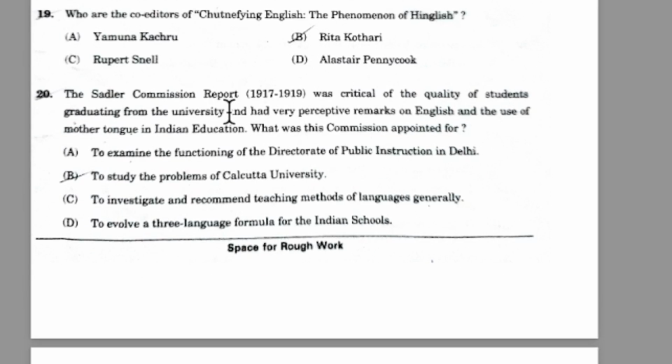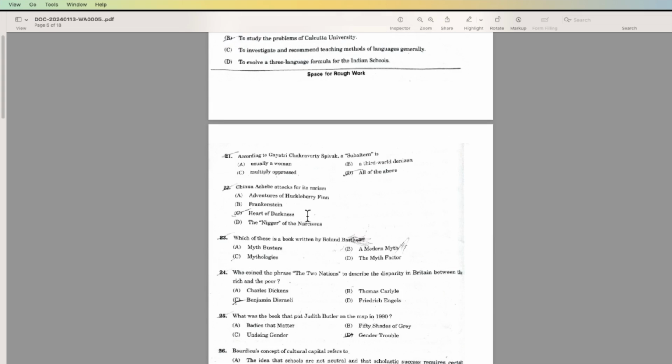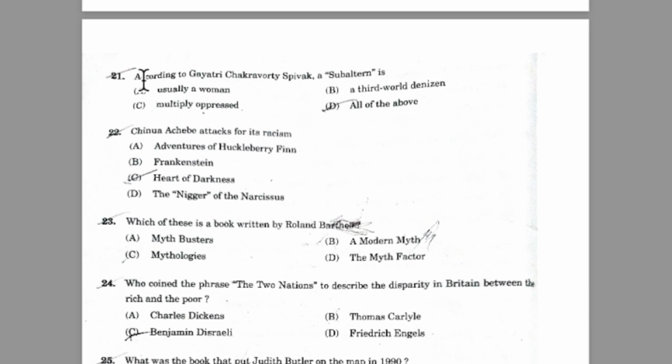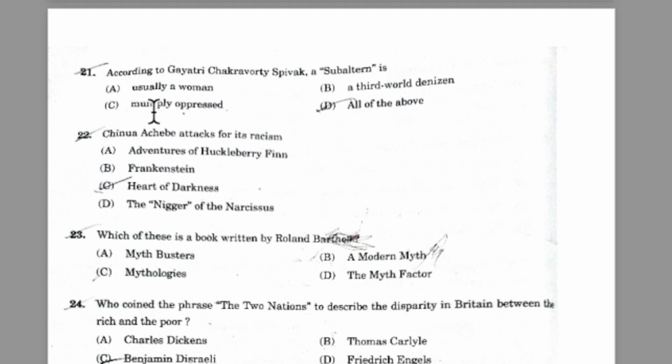All right, so let's come to the next 10 questions, starting with: according to Gayatri Spivak's work, a subaltern is multiply oppressed, usually a woman, a third world denizen. That is right. All of the above is the right answer to this question. So from here we have question number 21 to question number 50.